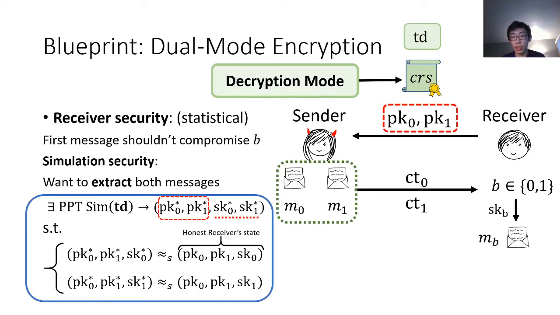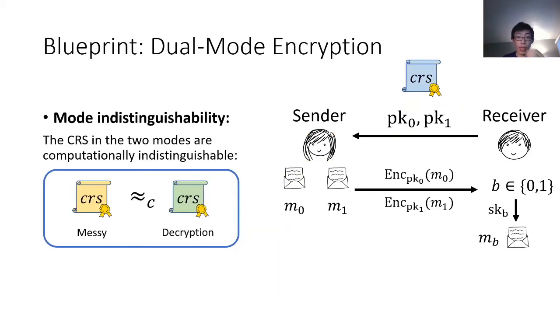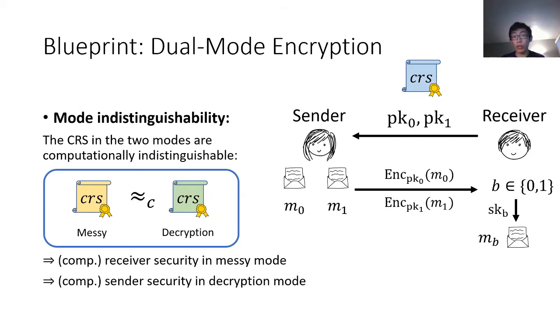In particular, this intuitively implies that the first message doesn't reveal any information about what secret key the receiver has. And to tie everything together, the last property that we require from this encryption scheme is mode indistinguishability, which requires that the orange CRS and the green CRS are indistinguishable. So now that actually allows us to argue computational security on the other side.